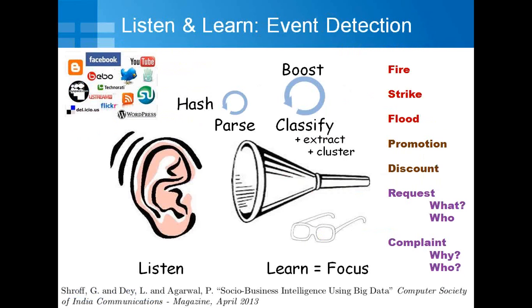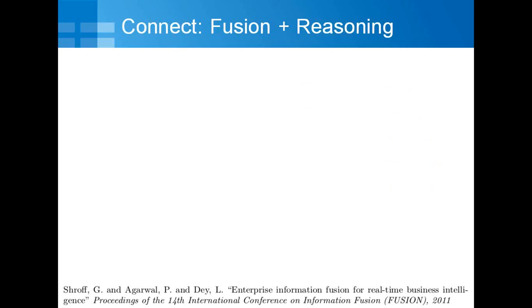Okay, so I assume that you find this use case to be interesting. With that, let me move on to something more. Let me try and generalize this further. So what are we trying to say? What we're trying to say is that there is a lot of information out there on the web. If we listen, parse, do hashing, classification, extraction of information, do clustering, boosting, a lot of things we do, we can detect events such as those listed on the right-hand side, which is fire in a factory, or strike, labor strike, or flood, or even promotions of a product, or discounts being offered on certain products.